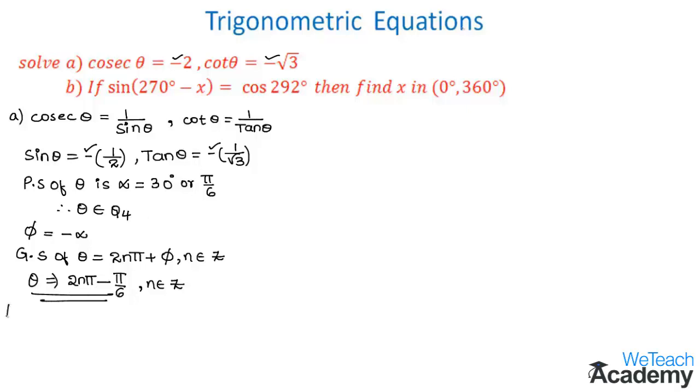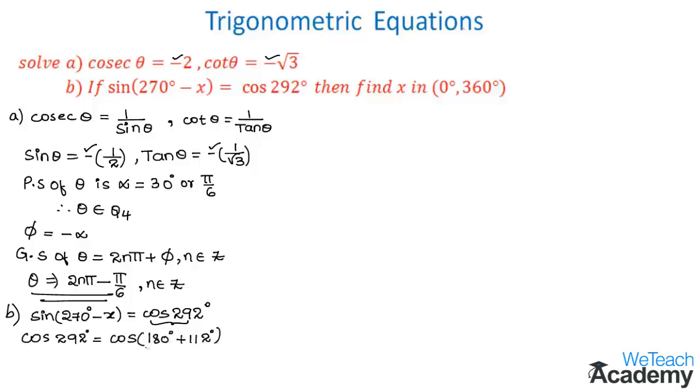And then coming to the next bit, where we are given with the equation sine of (270 degrees minus x) is equal to cos 292 degrees. So first let us find the value of cos 292 degrees. So cos 292 degrees can be written as cos (180 degrees plus 112 degrees). And this is in the form of cos (180 plus theta), which is equal to minus cos theta. So here we get minus cos 112 degrees as the value of cos 292 degrees.